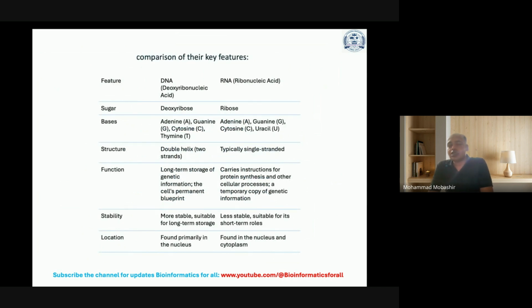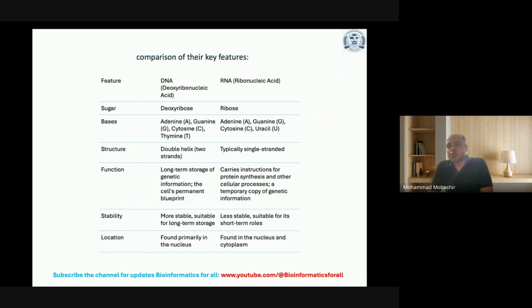Now the table is a summarized presentation of the comparison of the key features. So here in case of DNA, deoxyribonucleic acid, the sugar is deoxyribose. In RNA, it is ribose. In bases, adenine, guanine, cytosine, thymine. While in case of RNA, it is adenine, guanine, cytosine, and uracil. A structure mostly double helix, while typically a single strand structure for RNA.